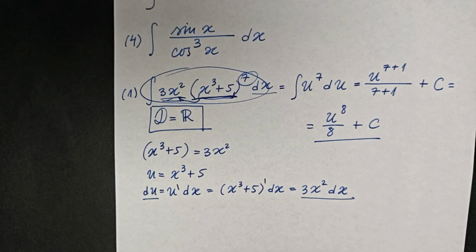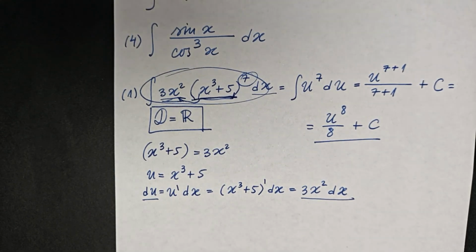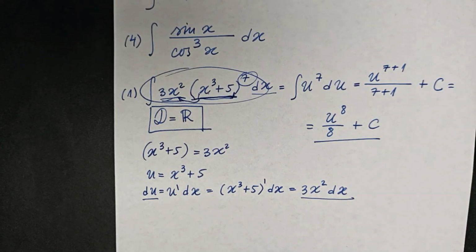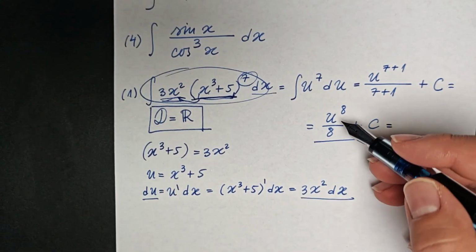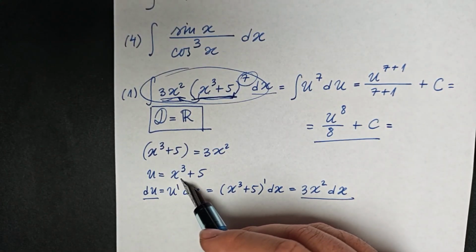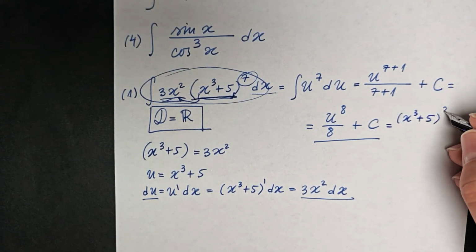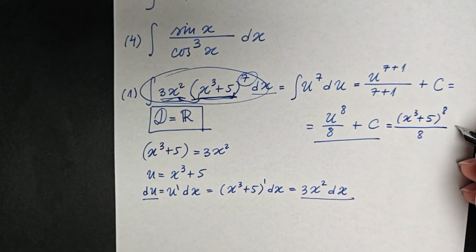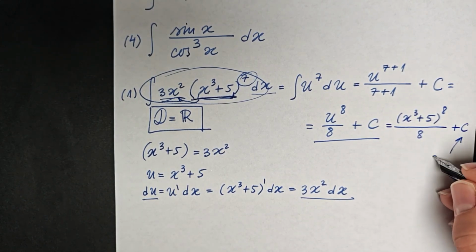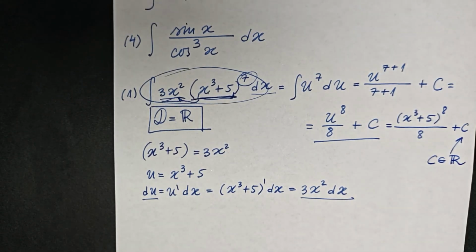We have to return our substitution now in order to get the final result in terms of x, the same way as our original integral was given in terms of x. We are going to plug in here our U-Substitution. u is equal to x cubed plus 5, so this is x cubed plus 5 raised to the 8th power divided by 8 plus c, and this c is an arbitrary real number. So this is our final answer for this integral.